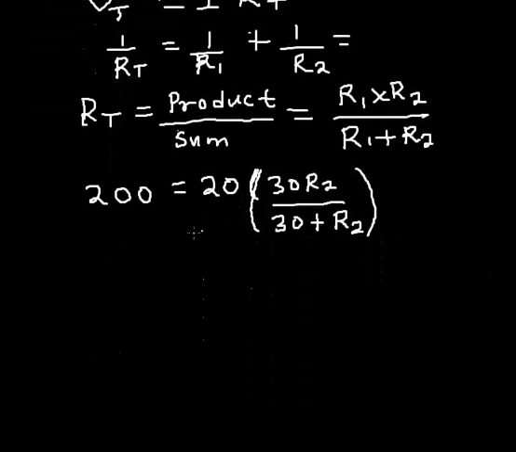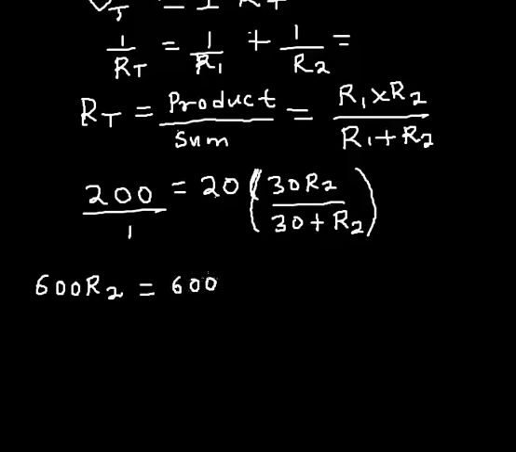So cross multiplying, I'm going to have 20 times 30. Of course, that's going to give me 600. So I have 600 R2, times 1, 600 R2. I have to cross multiply the other way. So 200 times 30, that should give me 6,000. 200 times R2, that's going to give me 200 R2.